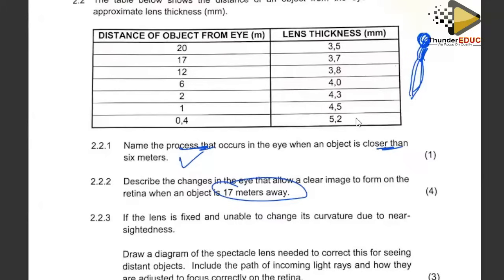But the mark for "a clear image is focused on the retina" you won't get. You know why? Because they say to allow a clear image to form onto the retina. So they can't credit you that mark, but you must always write like that. So that even if the question is asked in another way with 5 marks, at least you are able to get that answer, that a clear image is focused onto the retina.